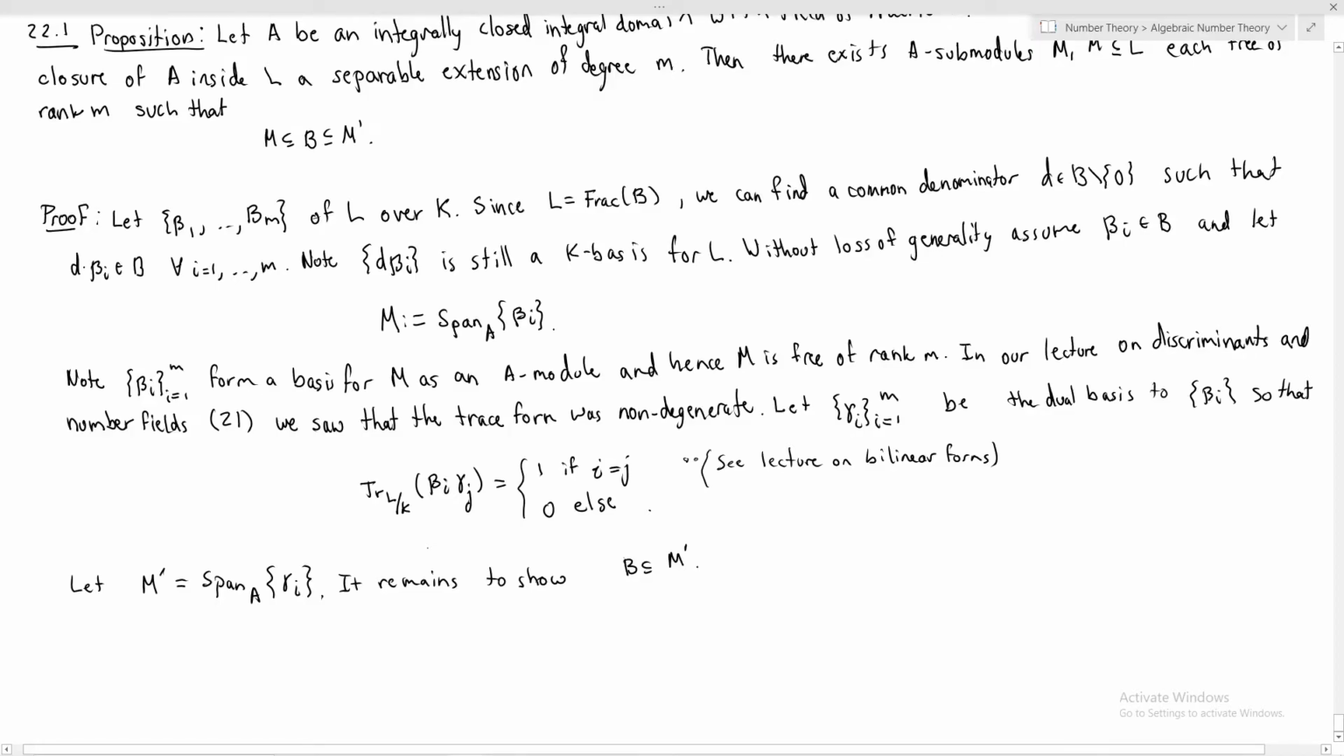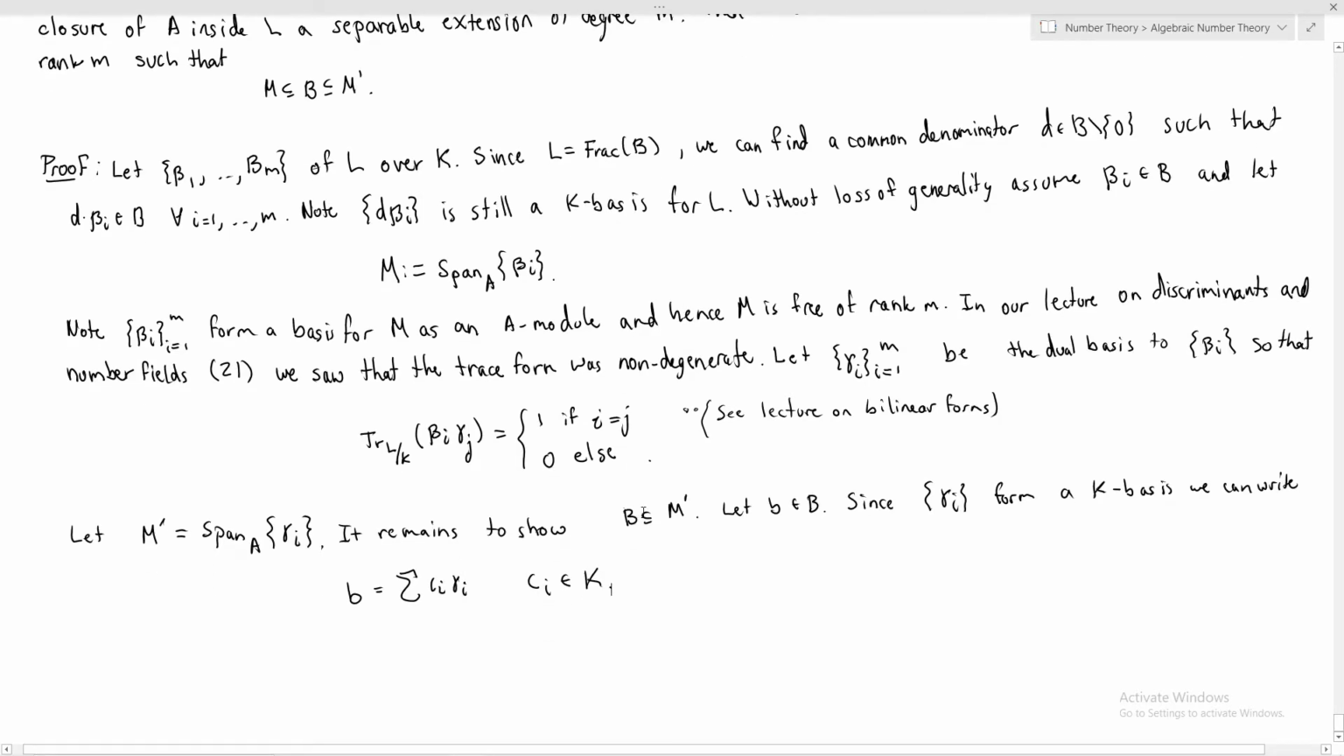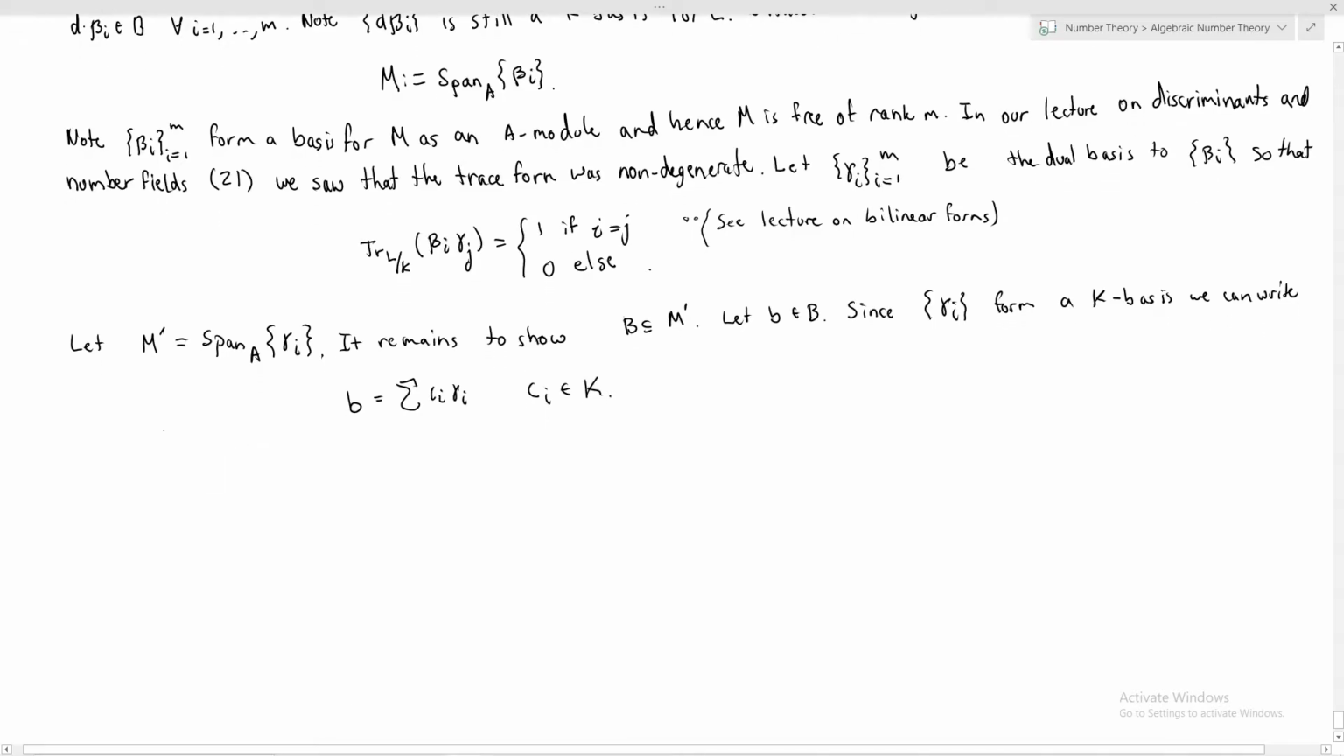This is kind of the clever part. We let b be in B, and since the gamma sub i's form a K basis, we can write b as the sum of c sub i gamma sub i, where a priori we only know that these c sub i's are in K. So I claim each c sub i is in A.